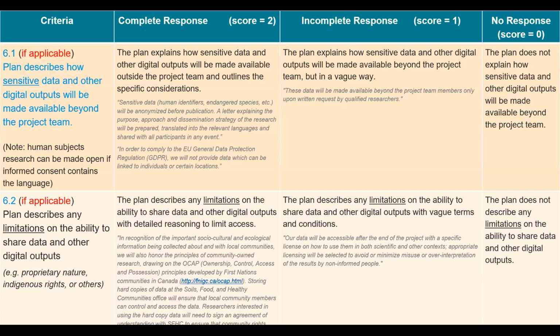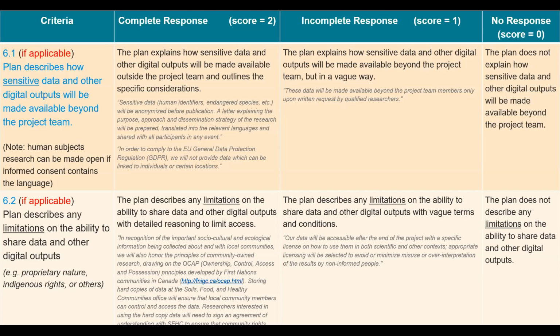An incomplete response would be: the plan explains how sensitive data and other digital outputs will be made available beyond the project, but in a vague way. Here's an example from a real DDOMP. These data will be made available beyond the project team members only upon written request by qualified researchers. That lacks a lot of specificity that the complete response has on the entire life cycle of that kind of data. Human subjects research can be made open if informed consent contains the language.